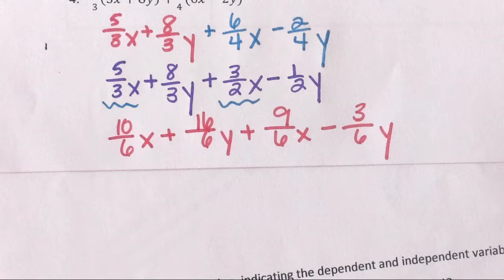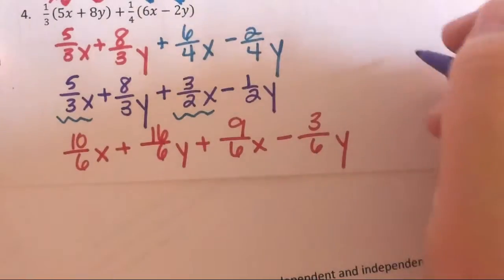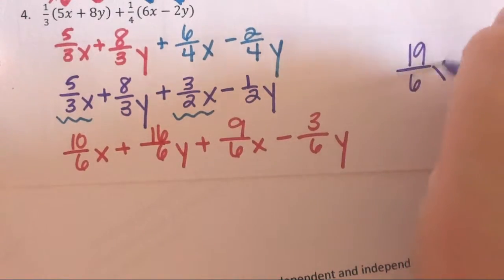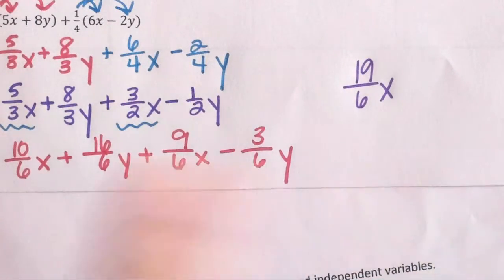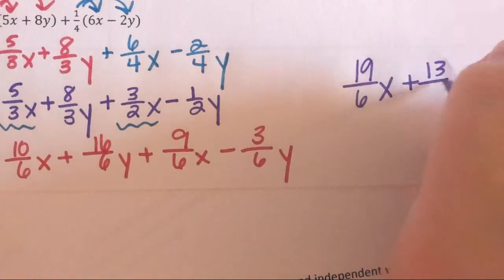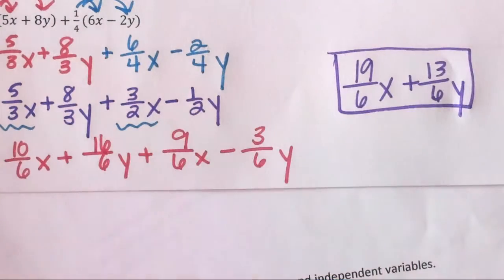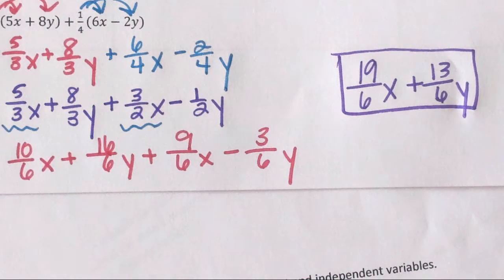And then the other one? 3/6. Okay. And you're like, Ms. Compton, that just seems stupid because those fractions simplify. But we had to do that so they would have the same denominator so we can actually combine our like terms. So I'm going to do 10/6 plus 9/6, and I'm going to get 19/6 x. 16 minus 3, I get 13/6 y, and I'm done because 19/6 doesn't reduce and 13/6 doesn't reduce.